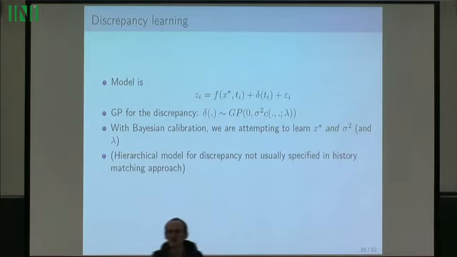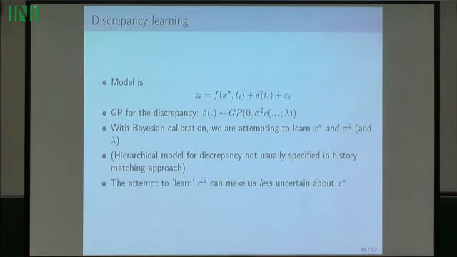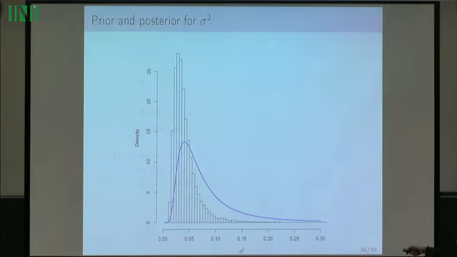And again, Danny was talking about it yesterday, where you've got models that you might believe can do certain things well in parts of the space and other things badly in other parts. But you've got this hierarchical assumption here, where you're assuming it's the same. And it turns out that because you're trying to learn that discrepancy, the consequence is it can actually make you less uncertain about the calibration inputs. Okay?